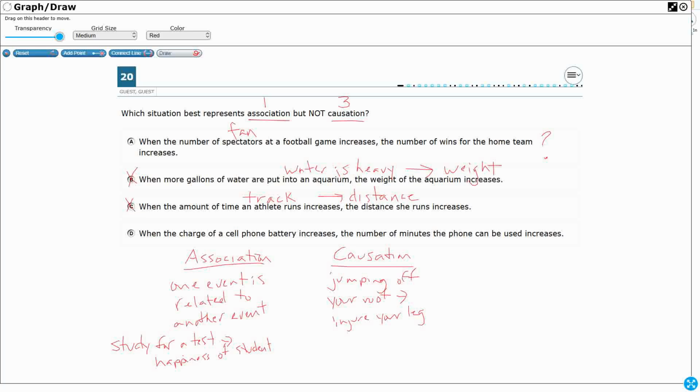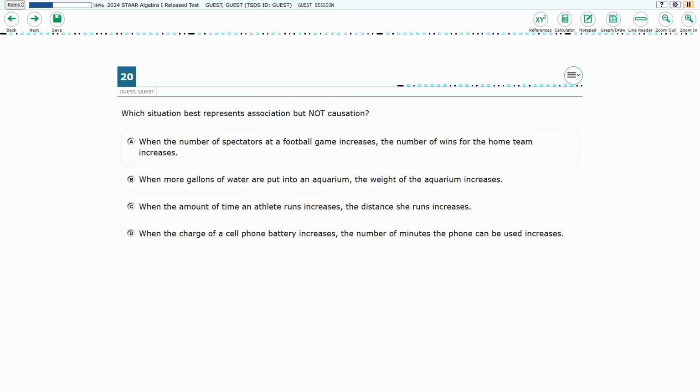And then when the charge of a cell phone battery increases, the number of minutes the phone can be used increases. Yes, because the length of time that you can use your phone is directly impacted by the battery. This is what causes the cell phone to be able to be used. Whether it's for a phone call or an app or something like that, you need battery. That's why battery is so important in maintaining your battery. All right, so those three are causation. So the one that is not a causation is our association, A.